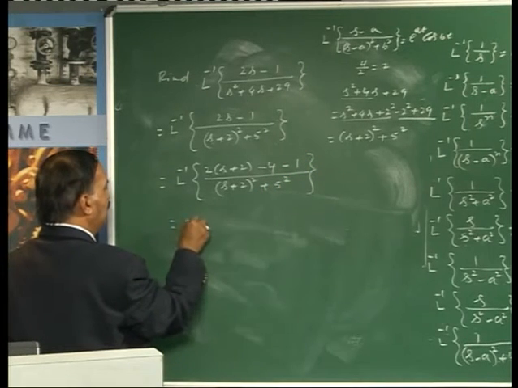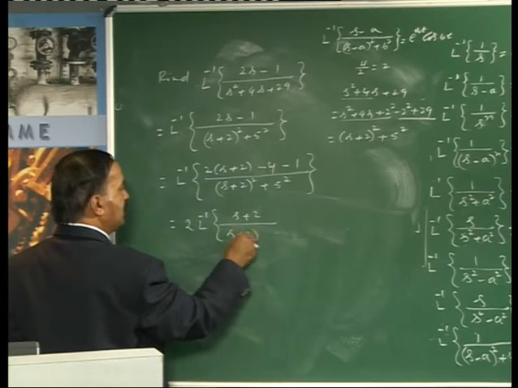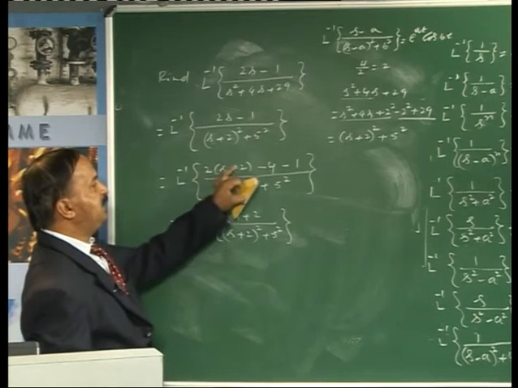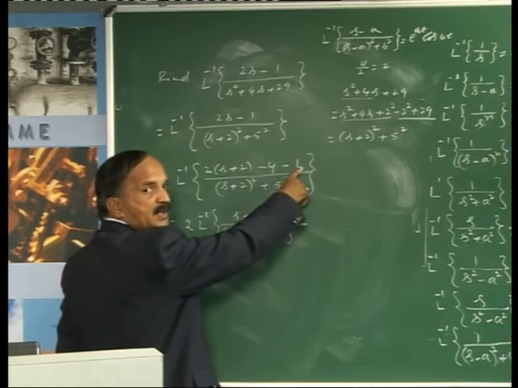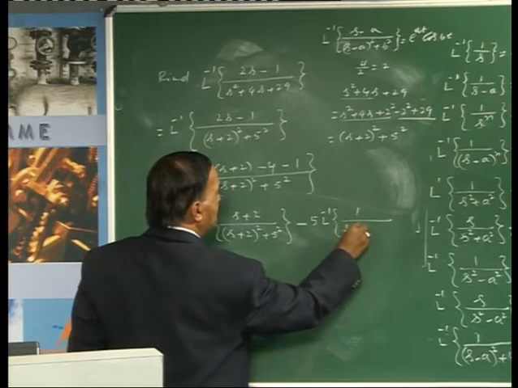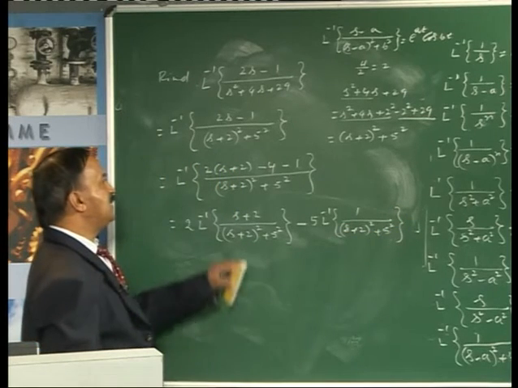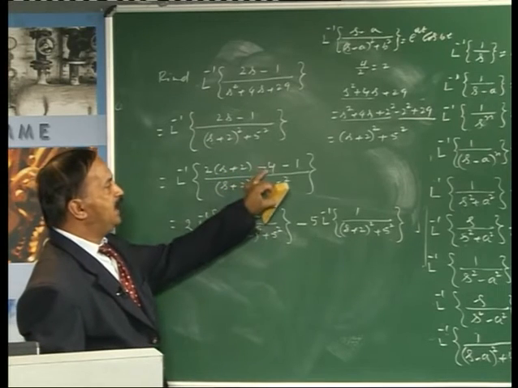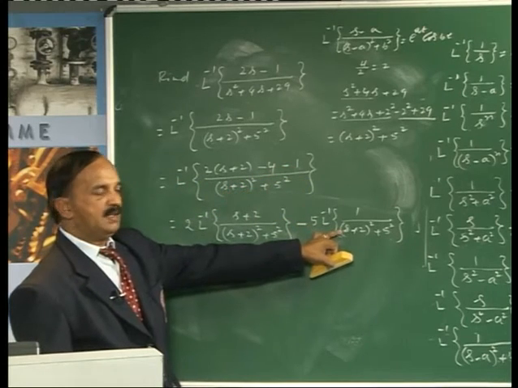That is equal to here 2 into L inverse of s plus 2 divided by s plus 2 whole square plus 5 square, and minus 4 minus 1, that is minus 5, so minus 5 into L inverse of 1 by s plus 2 whole square plus 5 square. Same as it is right here, 2 into L inverse of s plus 2 divided by denominator, minus 5 into L inverse of 1 by s plus 2 whole square plus 5 square.